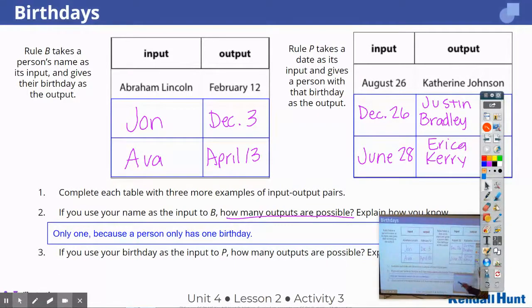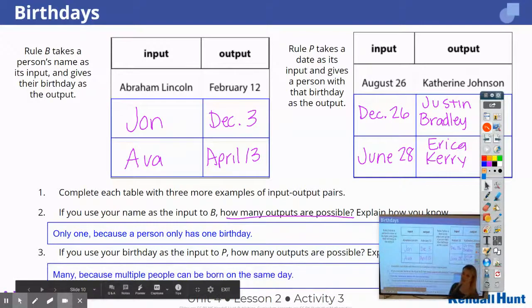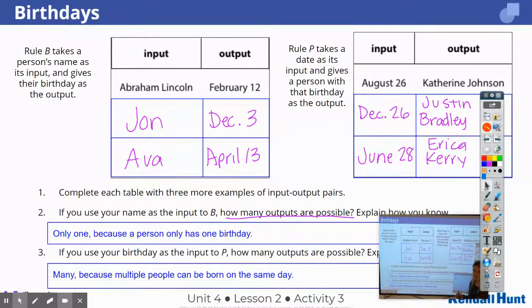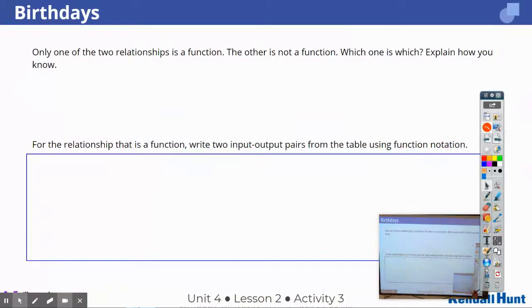So there would be multiple outputs because many people can be born on the same day. There are 365 days in a year, and there are millions of people. So it's bound to happen that someone is going to share a birthday. And you may have a set of twins in your grade, who are born on the same day. So one date, 2 outputs. Only one of those relationships is a function. The other one is not.